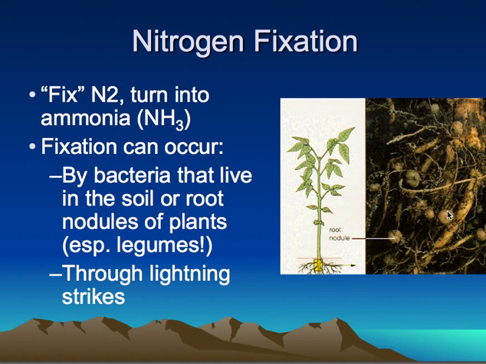The first step is nitrogen fixation. So, as I said before, N2 can't be used by plants. So we need to fix N2 and turn it into ammonium, which is the raw material for getting nitrogen into other molecules. This can happen 2 ways. One, through bacteria that live in the root nodules of plants, especially legumes, which include soybeans, alfalfa, peas, or through lightning strikes. Pretty cool. Nitrogen can be fixed through lightning strikes. But obviously, we don't have lightning strikes happening all the time, so we rely very heavily on these bacteria, which are called nitrogen-fixing bacteria.